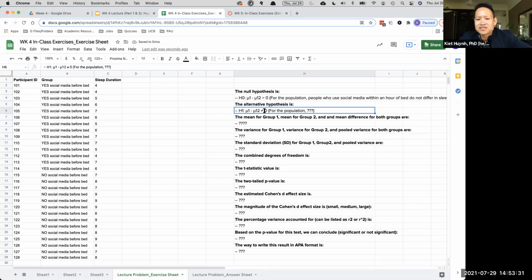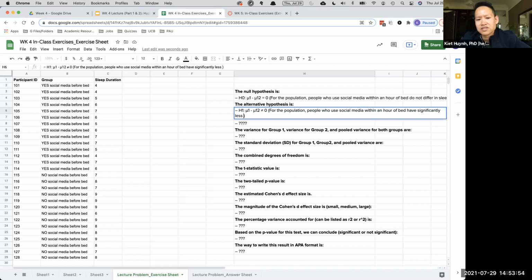The alternative hypothesis is what we're trying to prove in our research, what we're trying to test. So the alternative hypothesis is that people who use social media within an hour of bed have significantly less sleep than people who do not use social media.